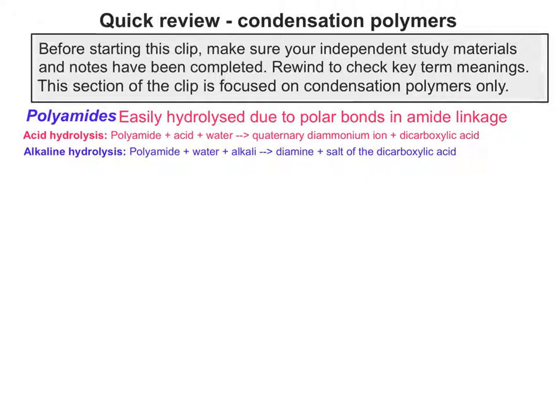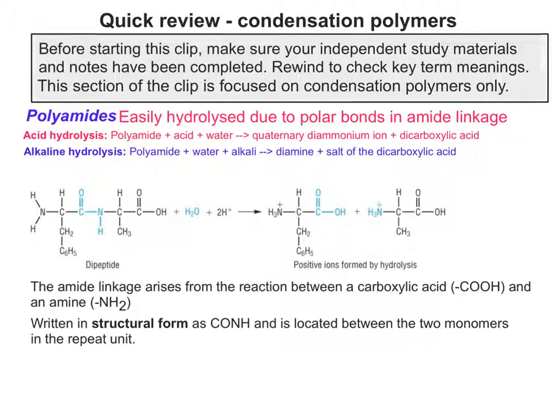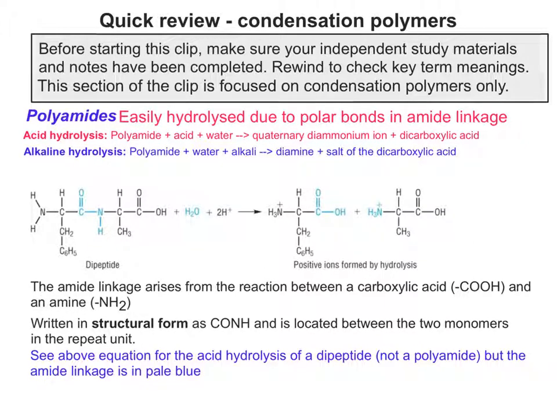So polyamides are also easily hydrolyzed due to polar bonds in the amide linkage. So the amide linkage arises from the reaction between a carboxylic acid and an amine. It's written in structural form as CONH and is located between the two monomers in the repeat unit. So you can refer to the equation on the screen to show you what happens to the amide link when it's hydrolyzed. So the dipeptide isn't actually a polyamide.